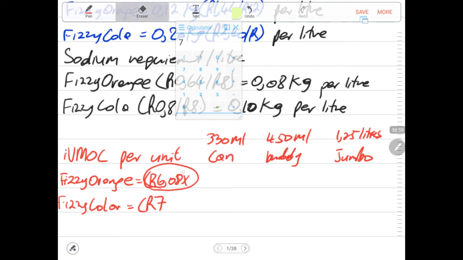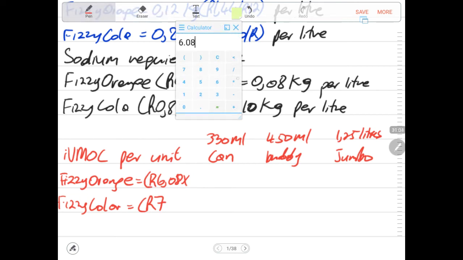Now, in our calculation of the cost, it will be 6 rand 8 cents times 330 divided by 1000. Then this will give us 2 rand 1 cent. Second one, 6.08 times 450 divided by 1000. Then this gives us a total of 2 rand 73.6 cents. Let us leave it in 3 decimals.